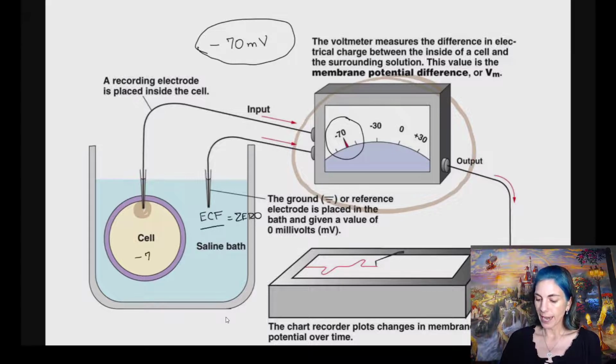That is to say that the inside of the cell seems to have more negative charge than the outside of the cell. Most of our cells have a membrane potential that is more negative than the outside of the cell. So now that we've explored that, let's take a look at how the membrane potential is in fact truly set up in our cells.